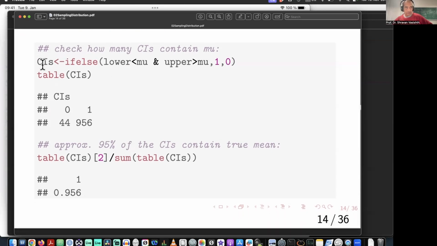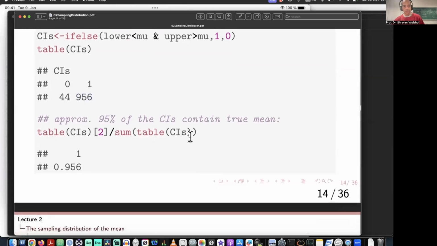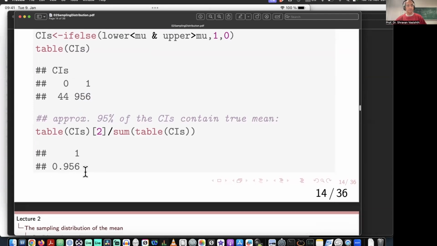So I've computed a sequence of ones and zeros. 1 means that in a particular confidence interval, I got the true mu landing inside it, and 0 means that I didn't land inside it. And so if I look at the summary of this table, I'll see that about 95% of these 1,000 simulations contain the true mu, right? And I can even compute the proportion. That's what I'm doing here. So about 95% of the confidence intervals happen to contain the true mu, right? That's the meaning of the confidence interval.